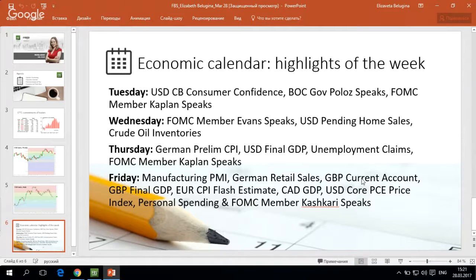So it is really uncharted waters, something unknown for traders, something unknown for everybody. And we'll get some figures from the euro area, like inflation data from Germany on Thursday, and for the whole region of the euro area on Friday. This is it, what we have this week.